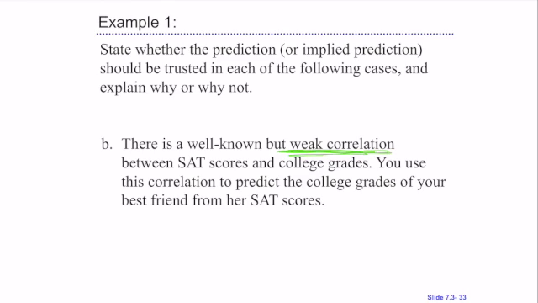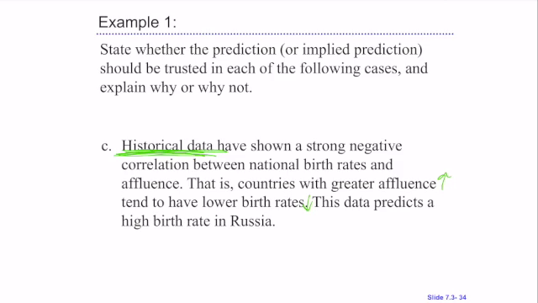Next, historical data have shown a strong negative correlation between national birth rates and affluence. So countries with greater affluence tend to have lower birth rates. This data predicts a high birth rate in Russia. What's the problem with this? The problem is this uses historical data, right? This is not the current data, so we do not want to use this to predict.